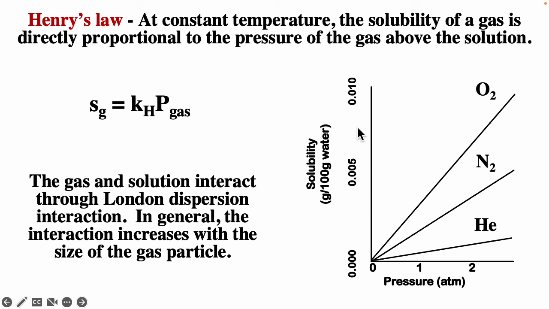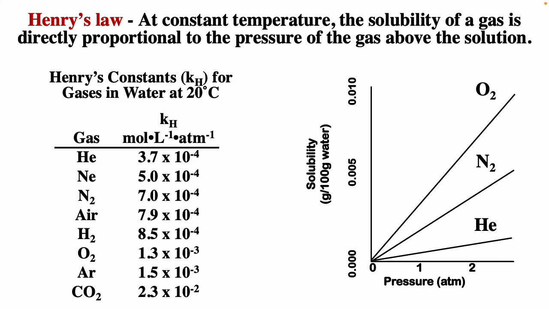And so that means that the solubility of the gas in solution is going to be linear with the partial pressure. So as you increase the partial pressure, you're increasing the solubility. Now, the slope of this line actually depends on the strength of the dipole-induced dipole interaction. And so oxygen is bigger, and so it's going to have a stronger dipole-induced dipole interaction with water, and so it's going to be more soluble. Helium is pretty small, and so it's kind of a weak dipole-induced dipole interaction.